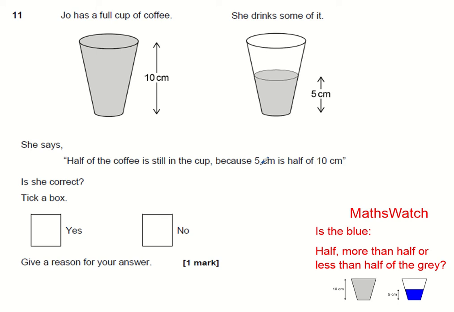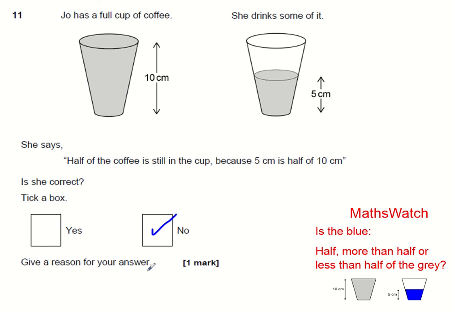So just if we were looking at just the numbers 5 and 10, you would think that 5 is half of 10, so that's half the amount of coffee. However, if you look at the shape of the glass, the cup, it is wider at the top than it is at the bottom, which means the top half of the cup would actually contain more coffee than the bottom half. Therefore, she will have drank more than half by just drinking that top from 10 centimetres down to 5. So no, she is not correct.